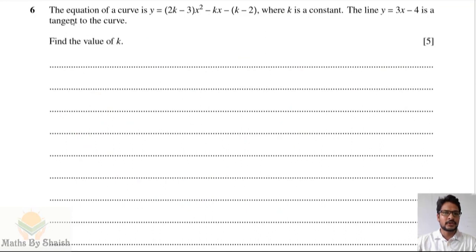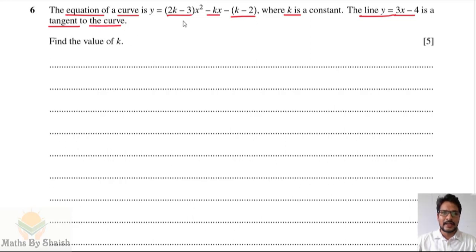And here's the sixth question. The equation of a curve is y equals (2k minus 3)x square minus kx minus k minus 2, where k is a constant. The line y equals 3x minus 4 is a tangent to the curve. Find the value of k.